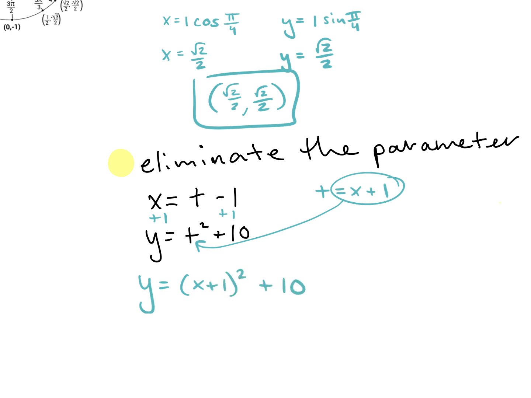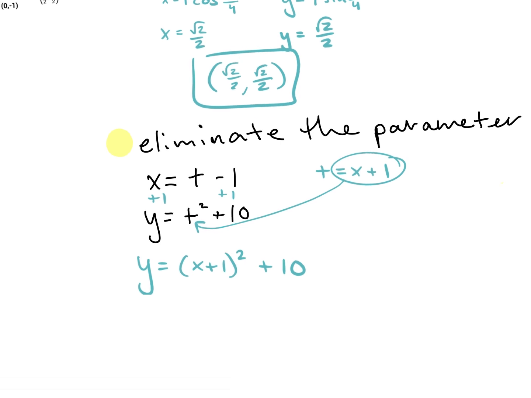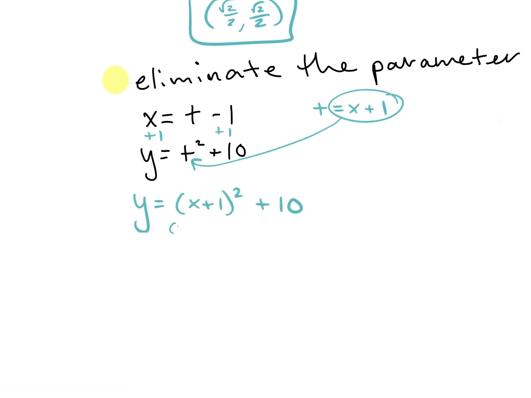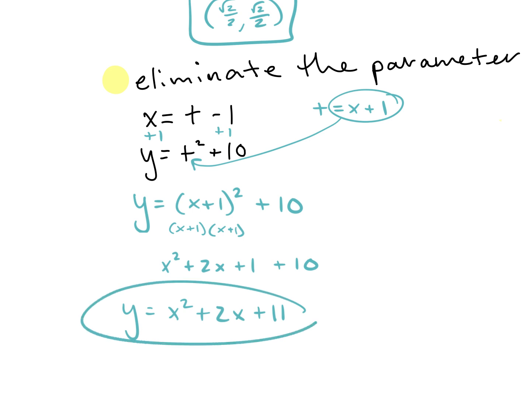Now your test is all multiple choice. So look at the answer choices. If this doesn't match any answer choices, then you may have to simplify it further. (x plus 1) squared, we'd have to FOIL it. So it'd be x plus 1 times x plus 1. So that would give us x squared plus 2x plus 1 plus 10. So we have x squared plus 2x plus 11. So either this would be our answer or this one. They're the same thing. One's just simplified a little bit more. So just look at your answer choices.